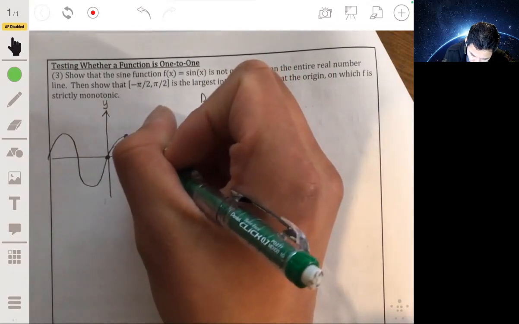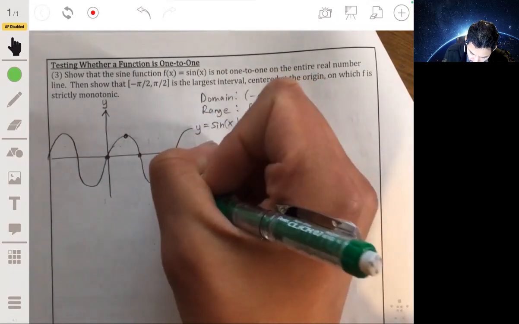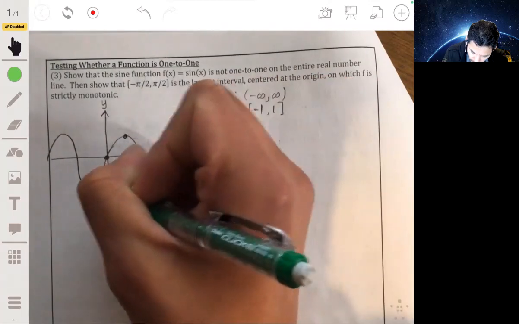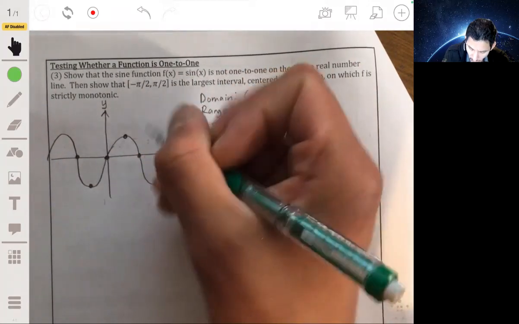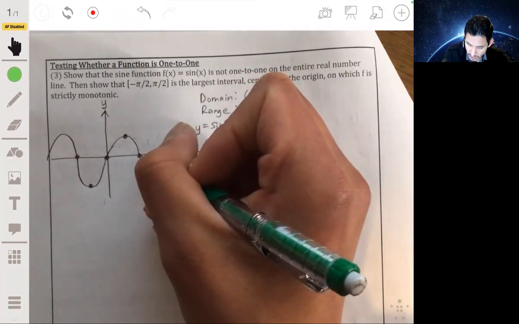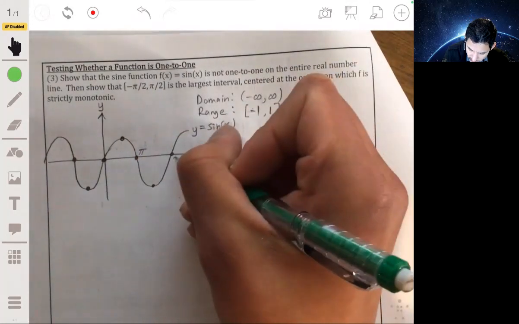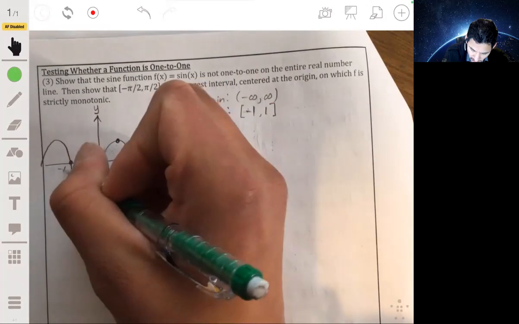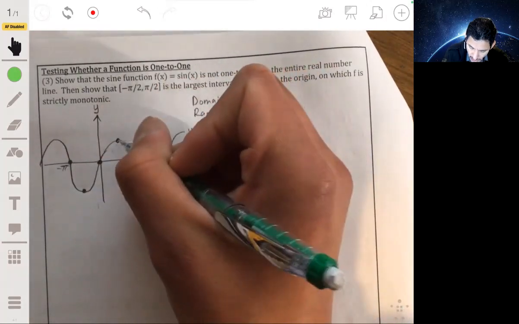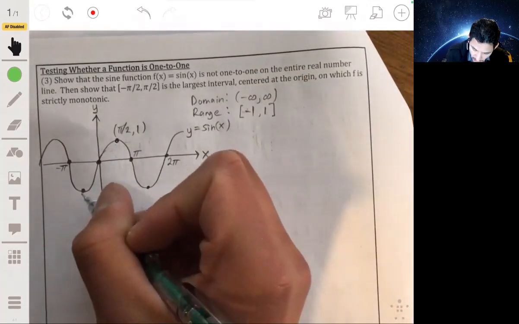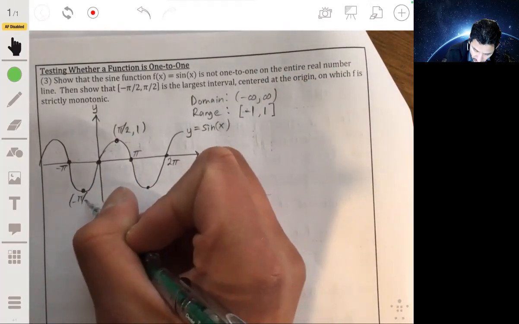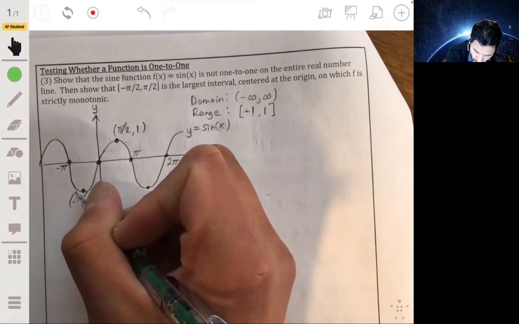And let me highlight the key points that we can refer to. Remember, 0, here it goes up, then it goes down, it becomes 0 again at pi, and then this is 2 pi. Over here is negative pi. Now over here, pi over 2, comma 1. And over here, negative pi over 2, comma -1.